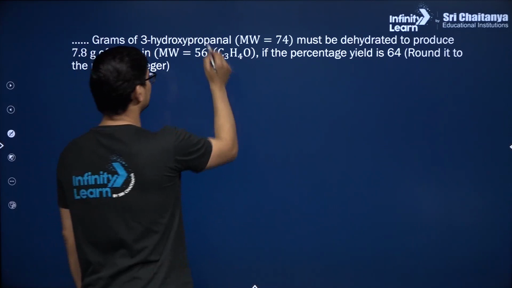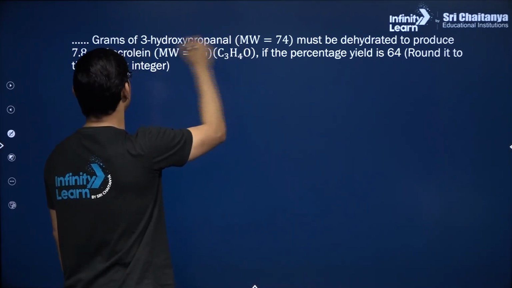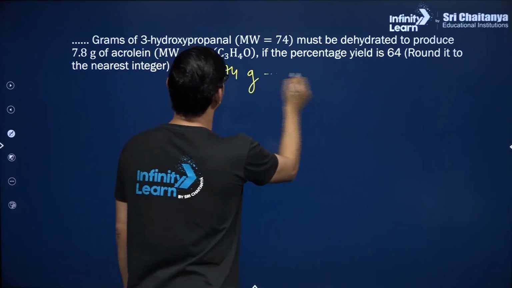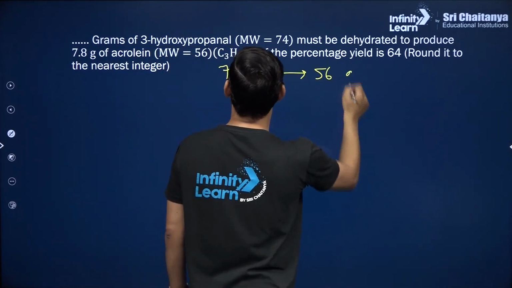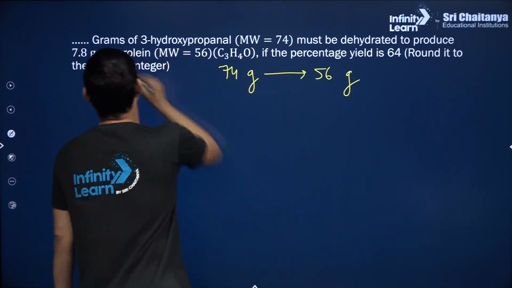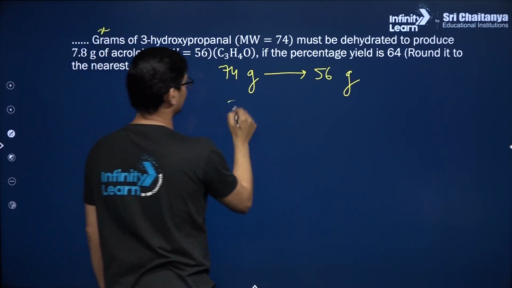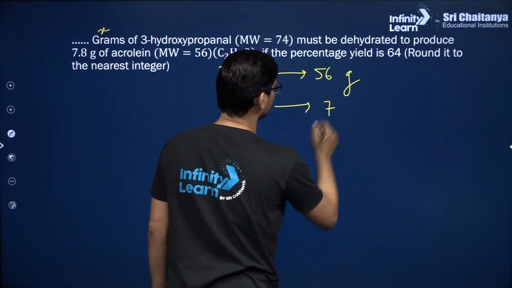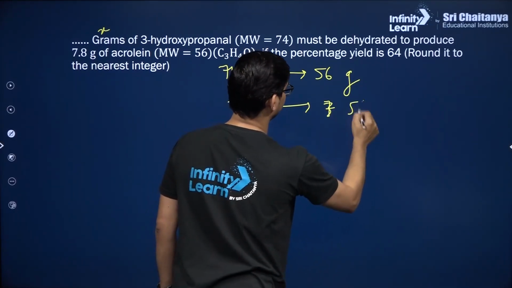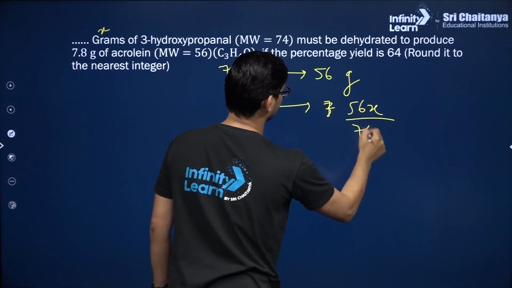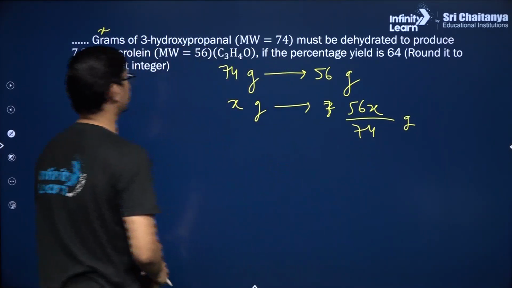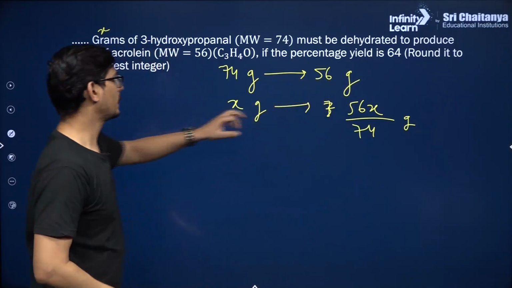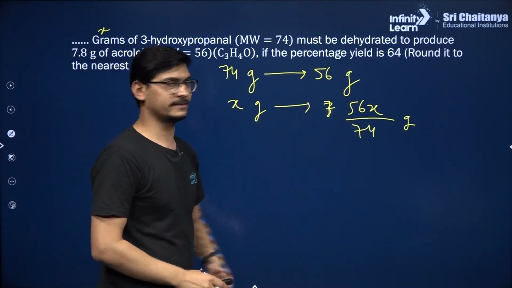So 1 mole of 3-hydroxypropanol should give 1 mole of acrolein, that is 74 gram of propanol should give 56 gram of acrolein. Now let us suppose the answer is x gram. So x gram of 3-hydroxypropanol should give 56x divided by 74 gram of acrolein, right? So 1 mole of this should give 1 mole of this, 74 gram should give 56 gram, right? X gram should give 56x by 74.